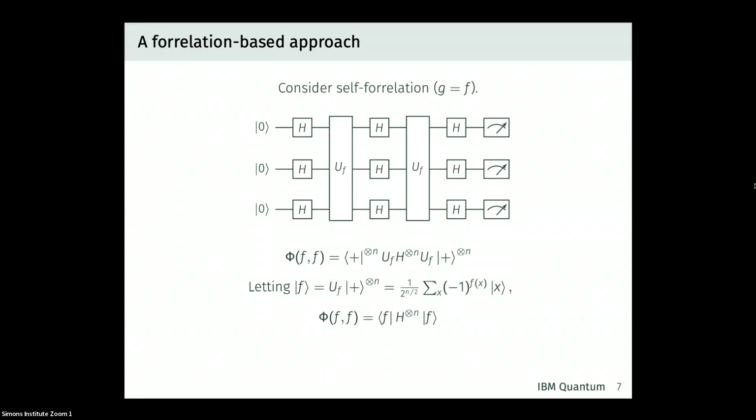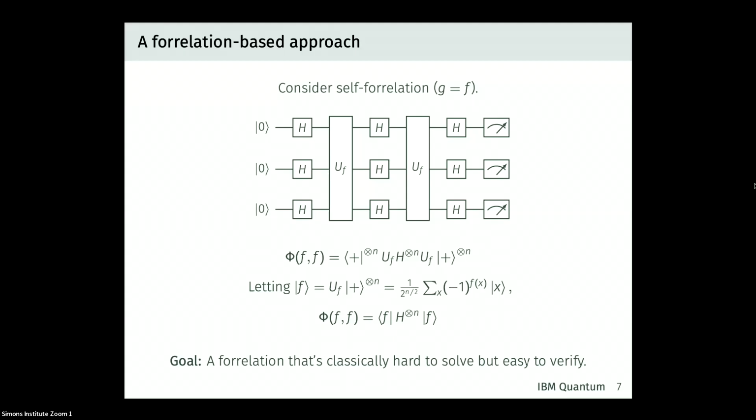Now if I simply denote as ket f the state that I get by applying the phase oracle on the plus states, which simply means it's an equal superposition where in the phases I have the evaluation of f, then what I'm asking for is essentially the expectation of the Hadamard observable. The correlator just becomes the expectation of this Hadamard observable. So you can slightly simplify the circuit: prepare this f state by doing Hadamards and U_f, and then make a measurement in the Hadamard basis to estimate the expectation value of this observable.